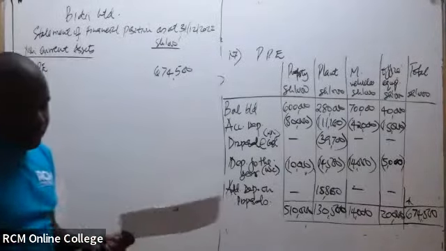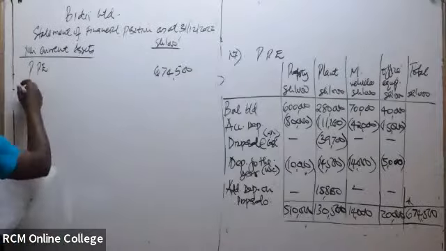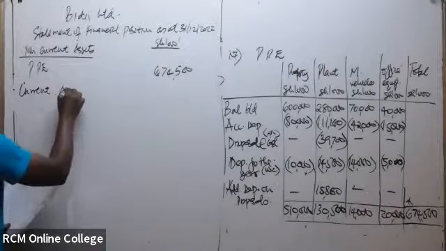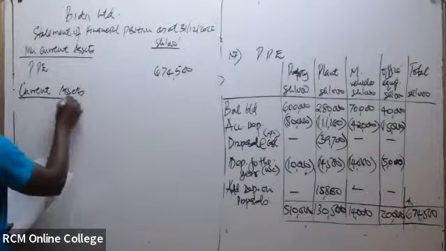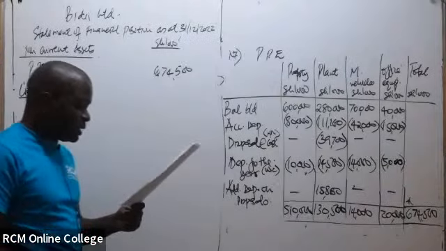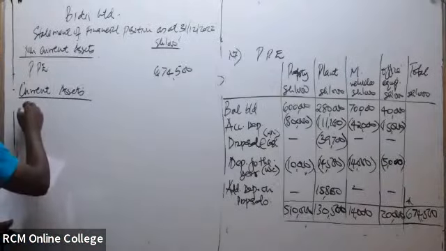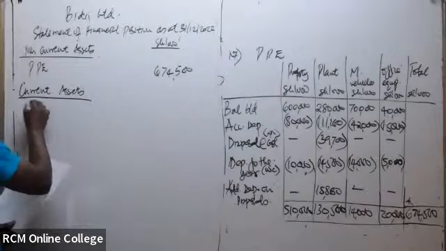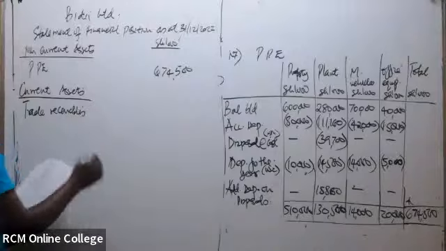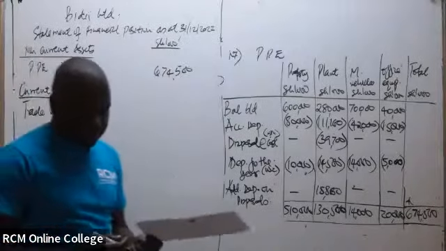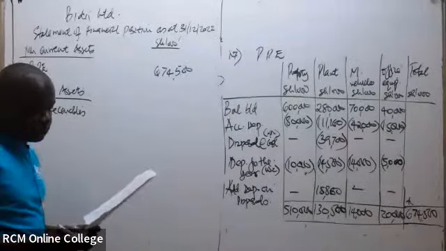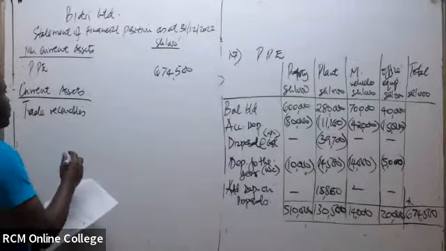Then in this case, we can go to the current assets. For the current assets, also check the debit side of the trial balance. In this case, we can see trade receivables of 74,500. So you have trade receivables of 74,500.